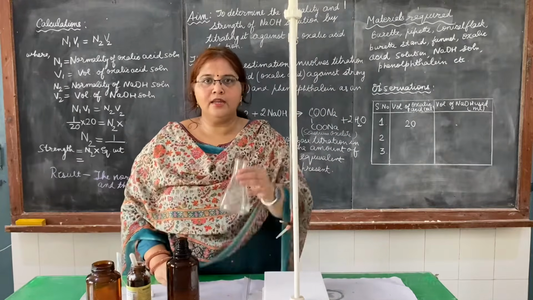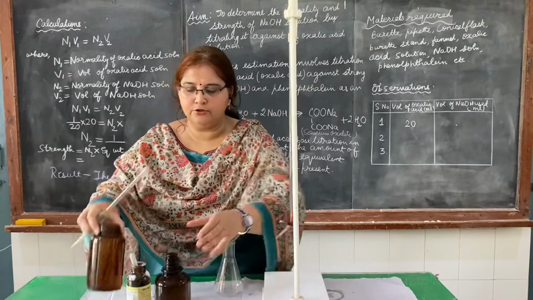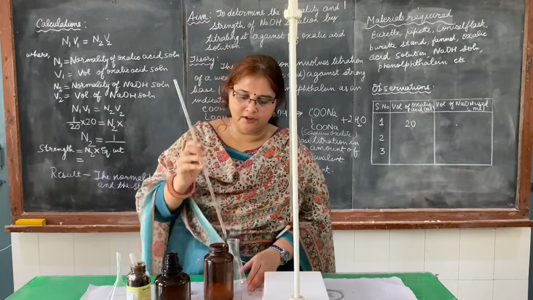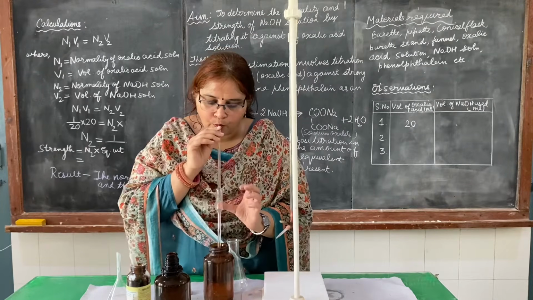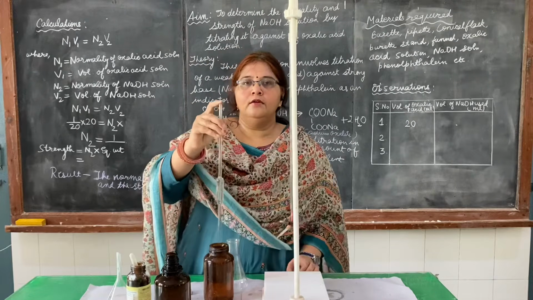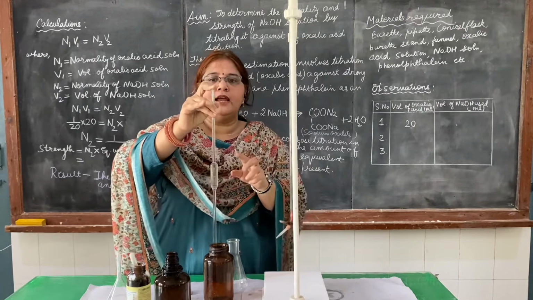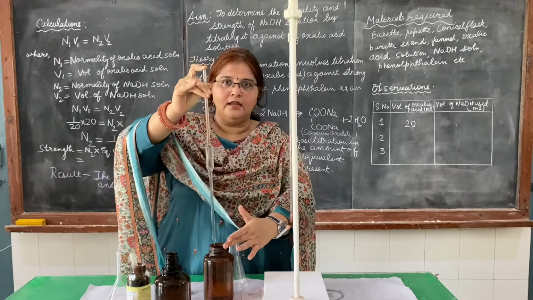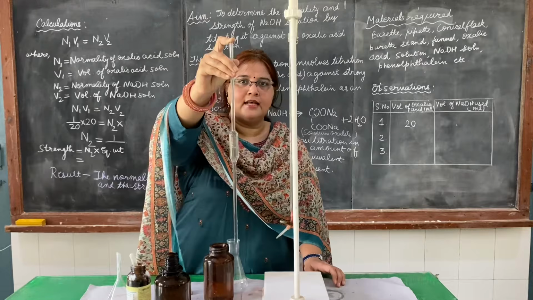Now, in the conical flask, pipette out 20 ml of oxalic acid solution. We have taken oxalic acid, which is N/20. Now we will pipette it out. Just put the pipette in the solution, then fill it up to the mark. Put a finger on the pipette so that if you remove the pipette, the solution will not go back into the bottle. Now, this pipette is filled with 20 ml of oxalic acid solution.